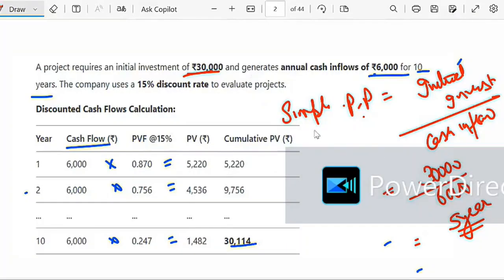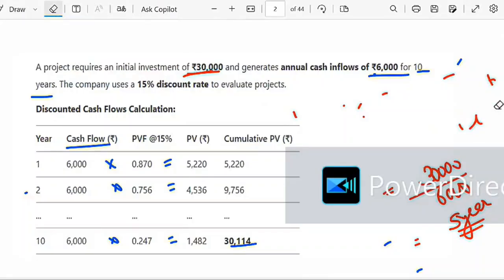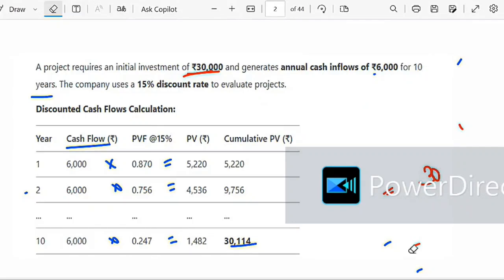Now come back to discounted payback period. There are two kinds of payback period, simple payback period and discounted payback period. Now let's calculate the discounted payback period. Simple payback means how much time it will take to recover your initial money. So you have invested 30,000 and every year you are getting 6,000. So obviously it will take 5 years to recover the entire money back. That is called the simple payback period method.